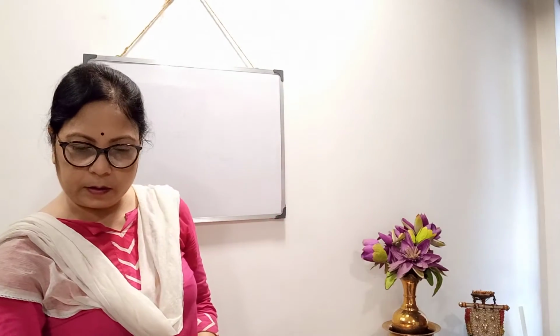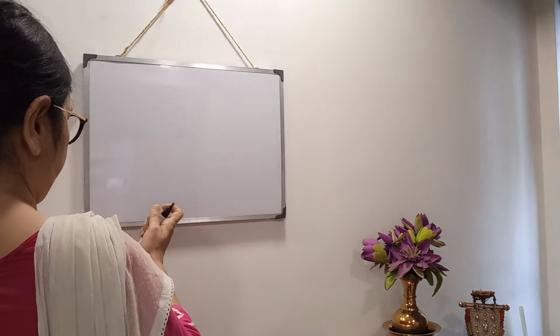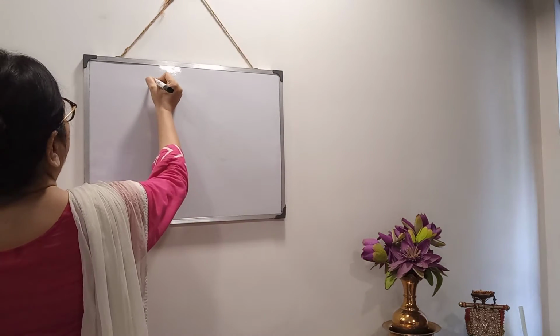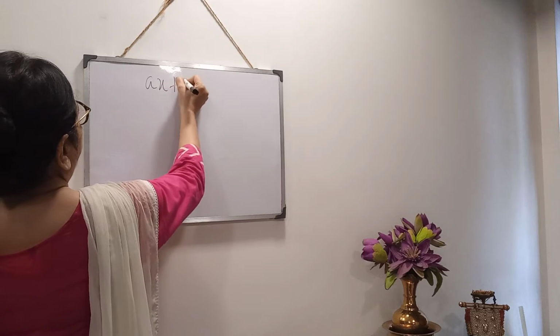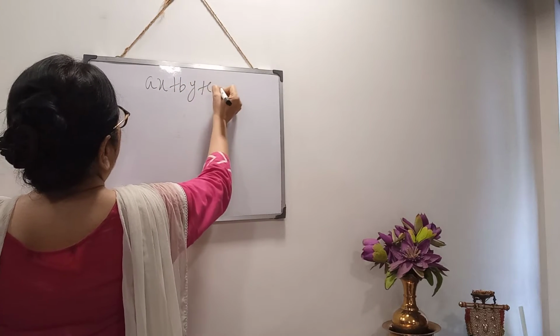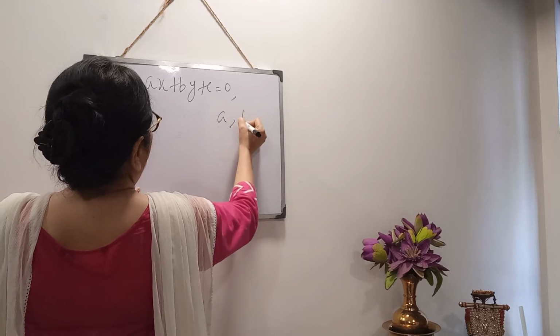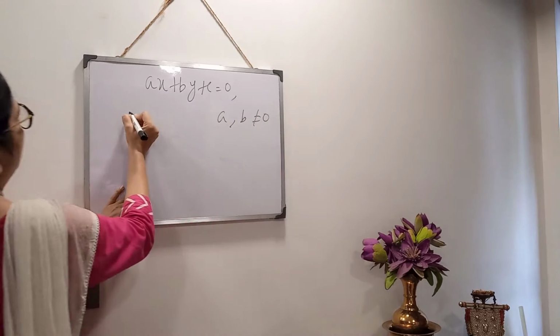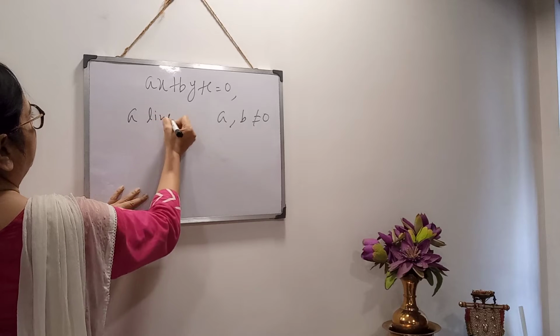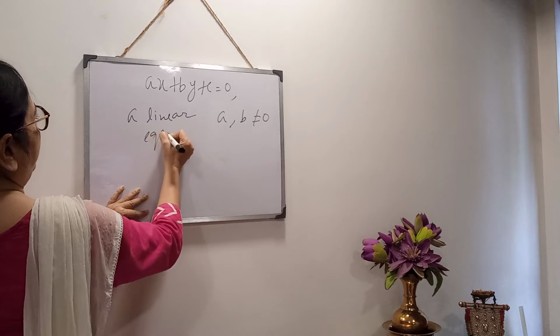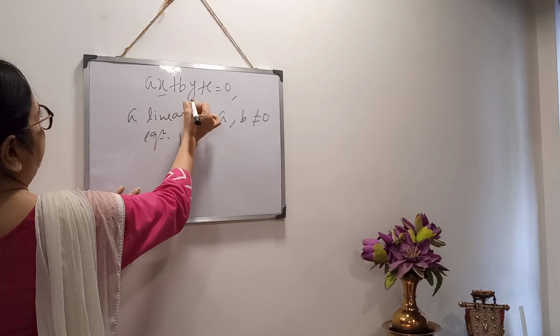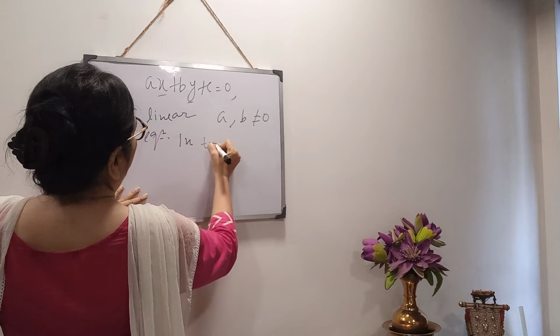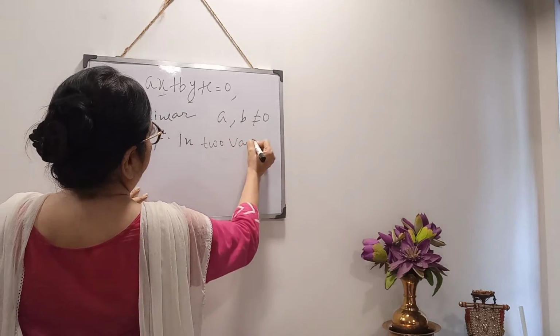Now next, in second unit test, you are having in algebra, that is linear simultaneous equation. What is this? First, you know that the equation in the general form ax plus by plus c equals to 0, where a and b not equals to 0, is called a linear equation. Linear equation in two variables. Here x and y are unknown in two variables. Clear?